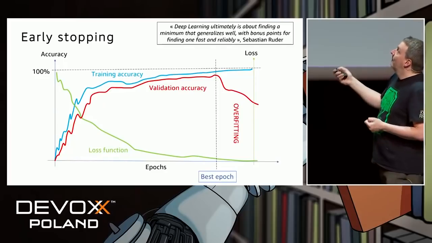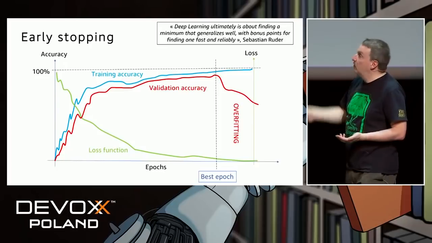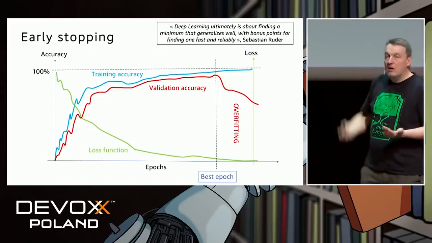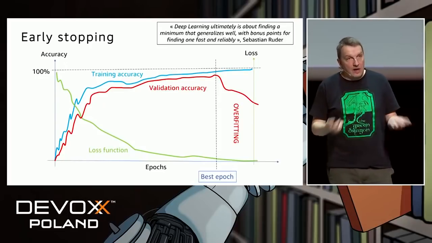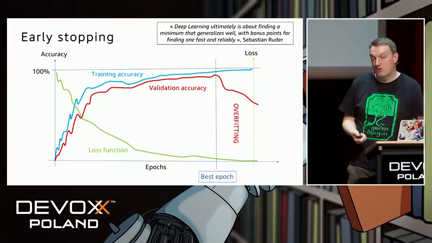And of course, you need to find it fast, because if you can learn quicker, then you train for shorter periods of time, you can iterate more, you can save money on training, etc.